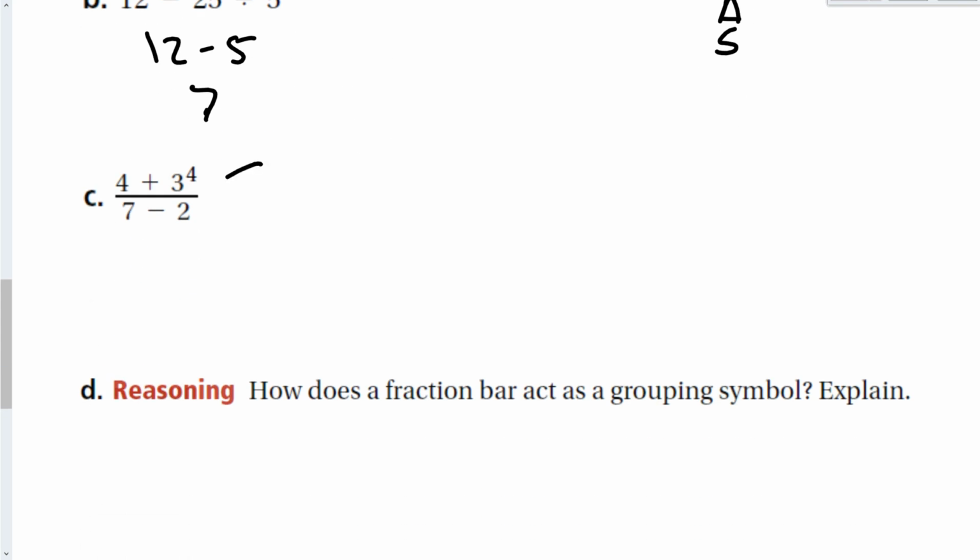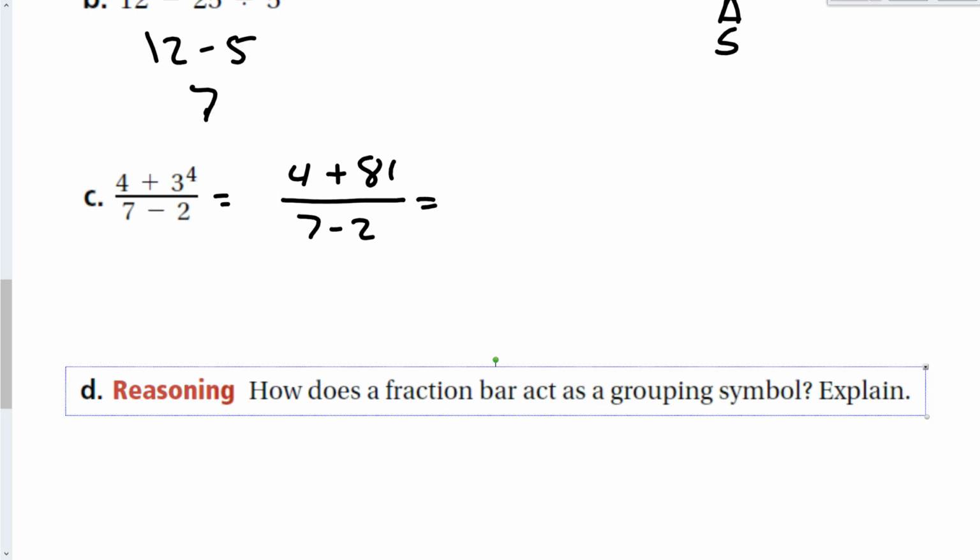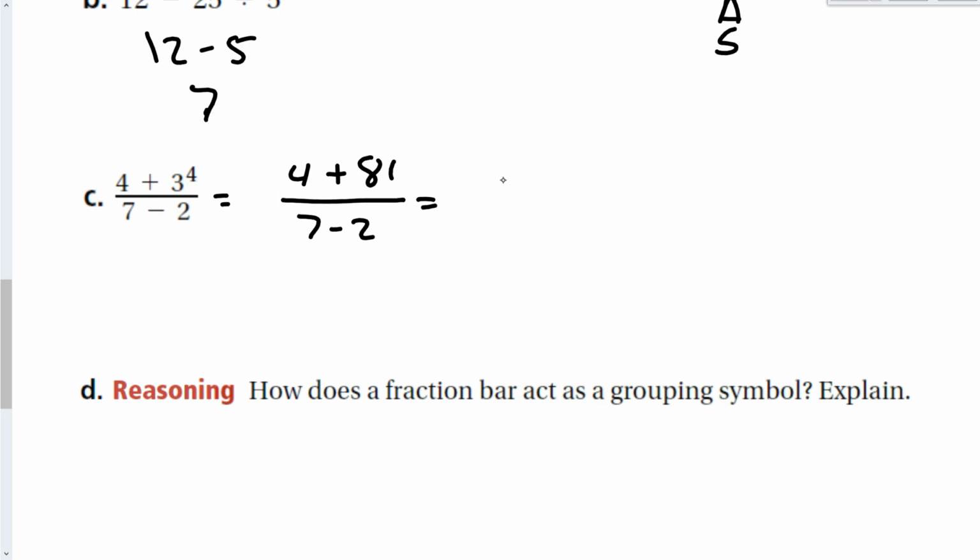Okay? Now C is a little more complicated, okay? Because we got 2 things up top, and we got 2 things on the bottom. So what I want to do is I want to simplify the top first, then the bottom. So the top becomes 4 plus 3 to the 4th power is 81 over 7 minus 2. So now I do 4 plus 81, which is 85 over 7 minus 2 is 5. And then 85 divided by 5 gives me 17. Okay, so it is very important to simplify the top first, then the bottom, and then we can combine both terms.